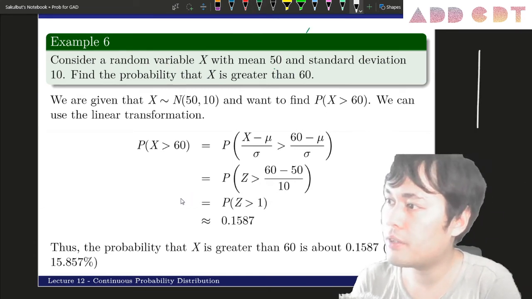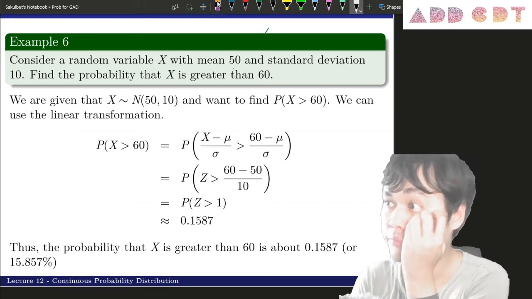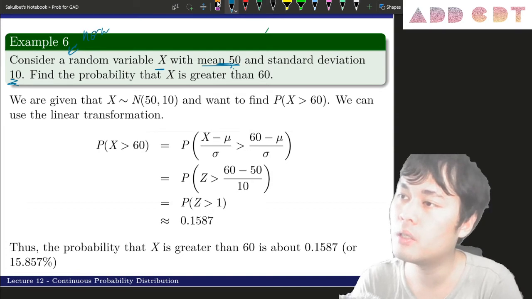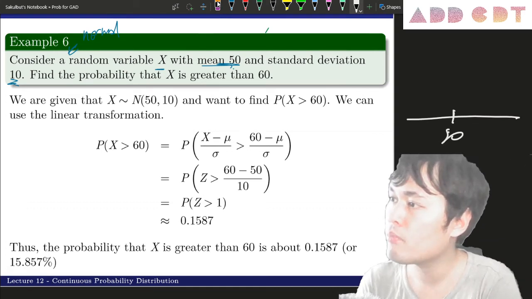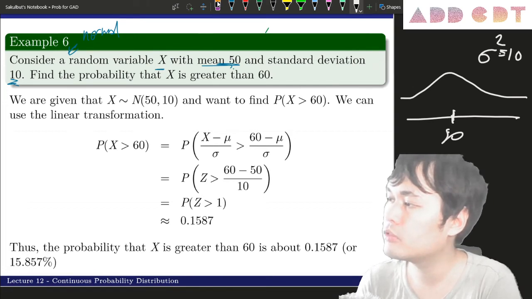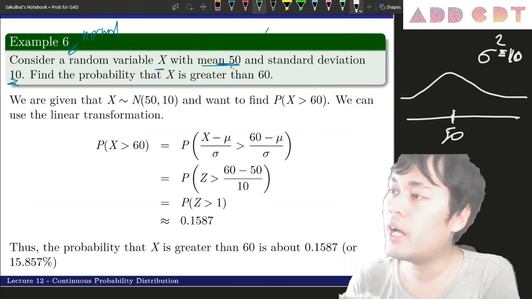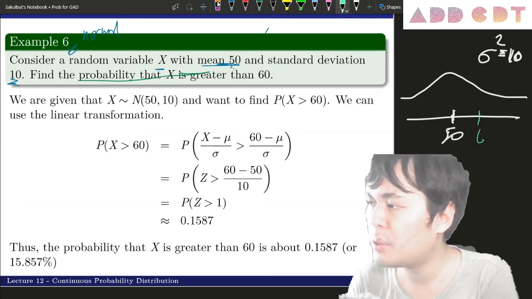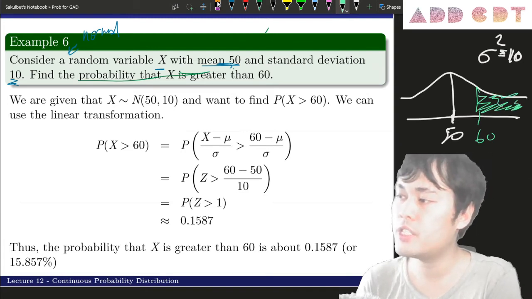So the question, if we translate the problem and just draw a graph, we have a random variable x, right, with mean 50 and standard deviation 10. By the way, I should have said it is a normal random variable. If you plot the graph, that simply says the center of this plot is 50 and the standard deviation is 10. Sorry, the variance is 10. Okay, so let's spread out wider. You want to find the probability that x is greater than 60. So 60 is something here. You have this curve. You want to find the area of this region to the right of point 60.